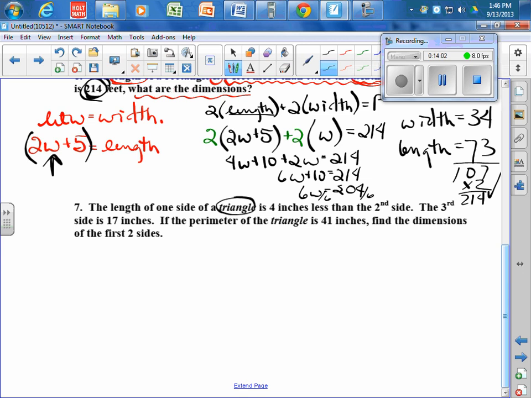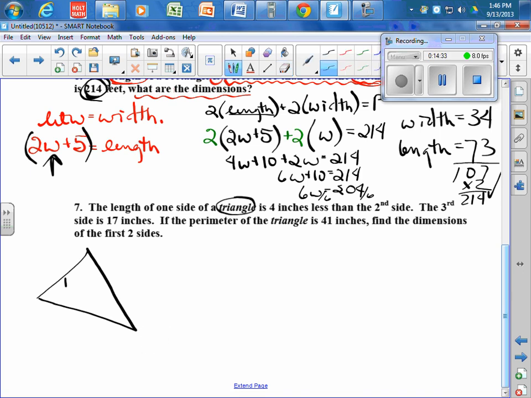The length of one side is 4. It's not just 4. It doesn't say the length of one side is 4. What does it say? It's 4 less than the second. The third side is 17. The perimeter of the triangle is 41. Find the dimensions of the first two sides. Well, you know what? It usually helps if we drew a diagram. Draw a picture.